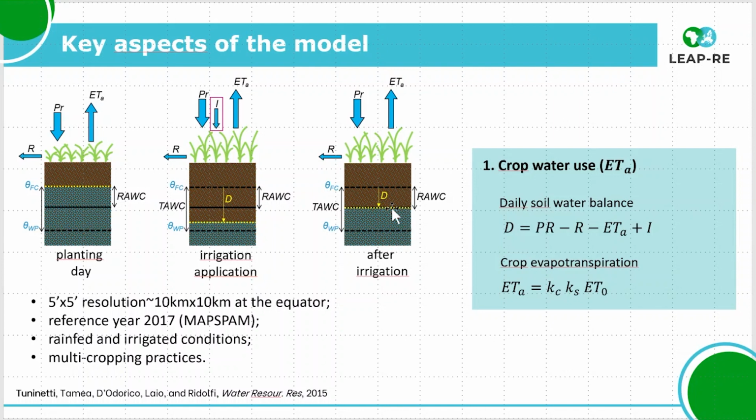The reference year for this computation is year 2017, but depending on data availability, you can also choose a different period. The model is run under both rain-fed and irrigated conditions, and it allows the consideration of multi-cropping practices, meaning that you can also model the double growing period of wheat, for example, so considering both the spring and the winter wheat.